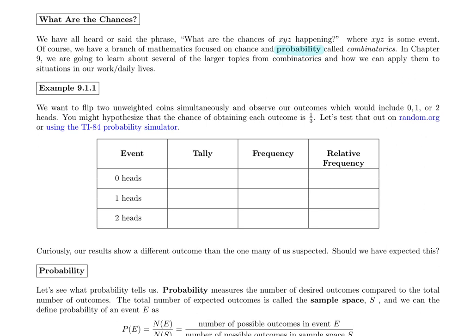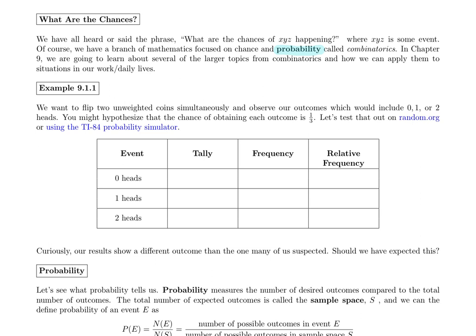I said we wanted to flip two unweighted coins simultaneously. When we say unweighted, that means the likely chance of both heads and tails happening is equal. They are called equally likely events. If we weighted a coin for heads, then the probability of heads would be higher. If we weighted it for tails, then the probability of tails would be higher.